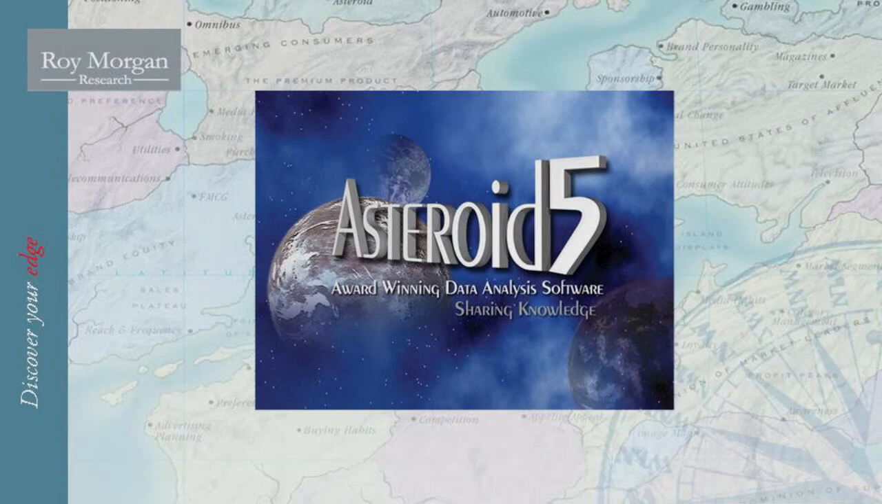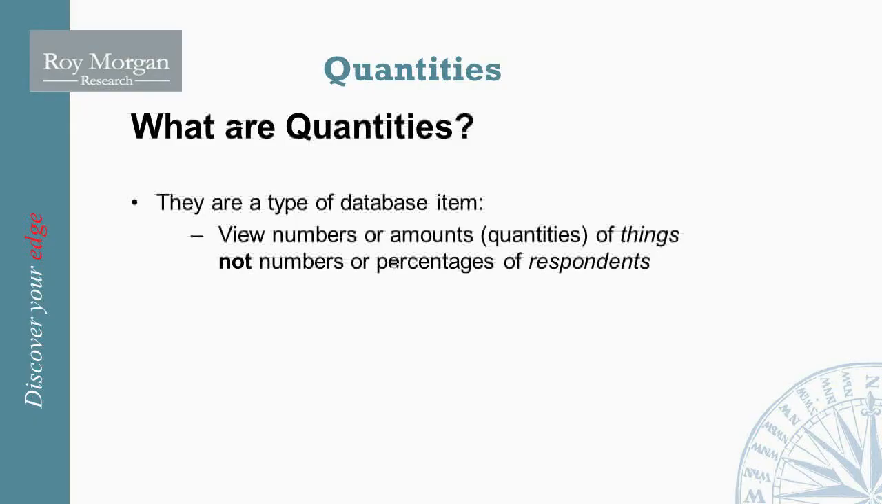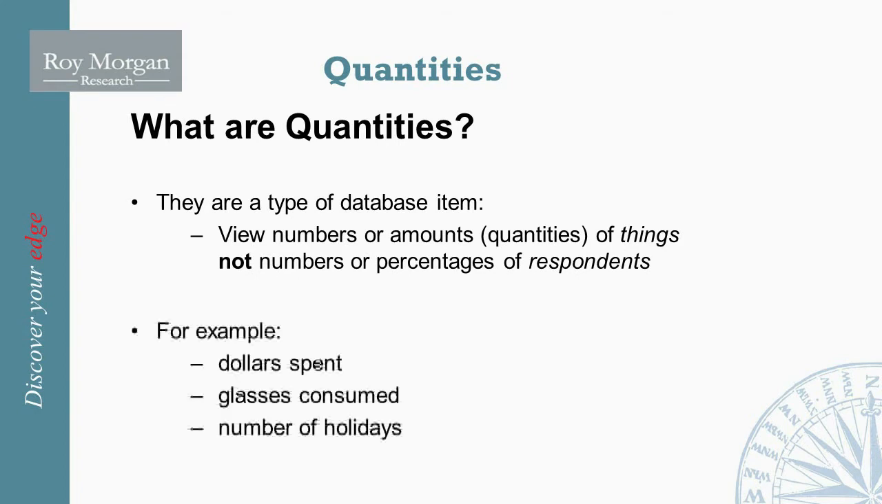First of all, we'll look at some information which will give you an understanding of quantity data. So first of all, what are quantities? They are a type of database item, just as variables are a type of database item. They allow you to view numbers or amounts, i.e. quantities of things, rather than numbers or percentages of respondents or people. So for example, you may look at dollars spent, or glasses consumed, or number of holidays.